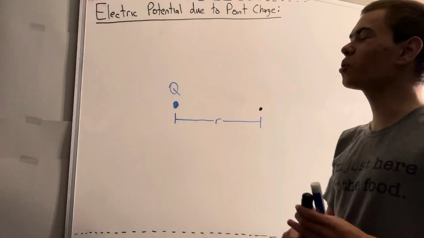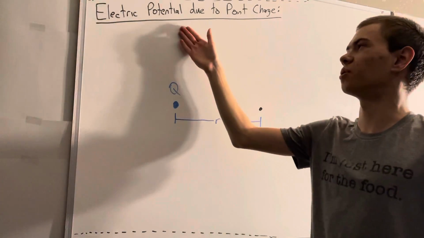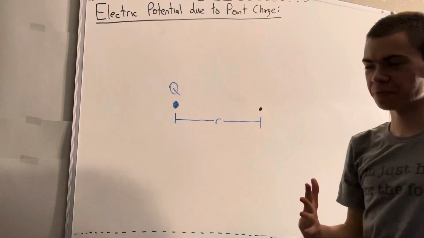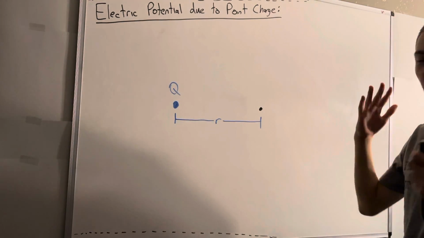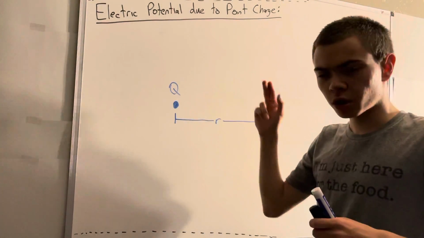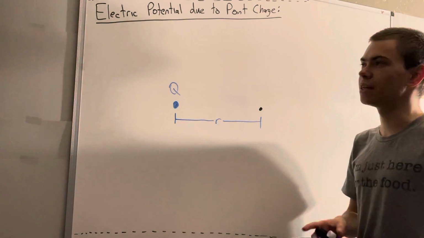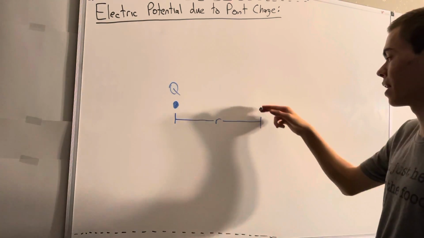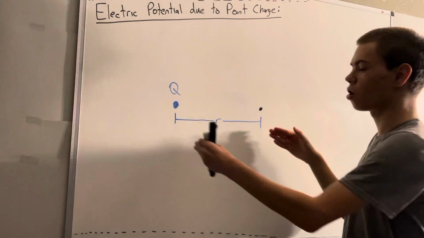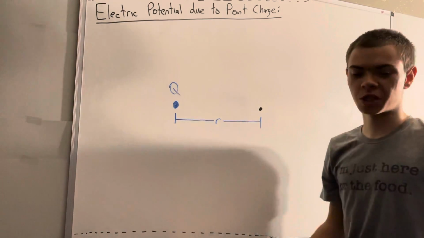In this video, we are going to derive the electric potential due to a point charge. And so basically in this setup right here, we have our point charge, which we're going to call capital Q. And basically what we want to find is the electric potential at this point at a distance r away from our point charge.